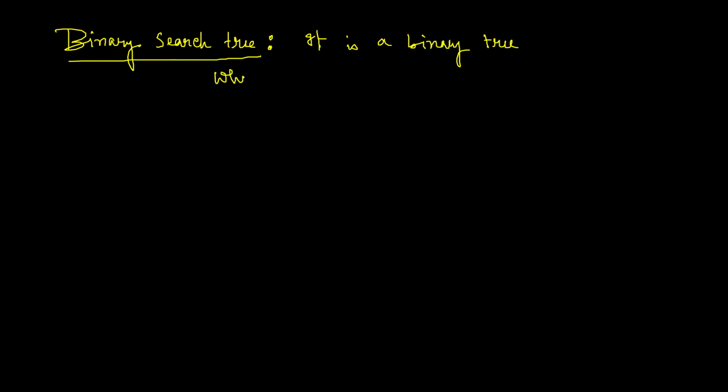Where we have a constraint, that is, left child is less than parent, and parent is less than right child. The value can be age, it can be anything; that depends upon the problem type.